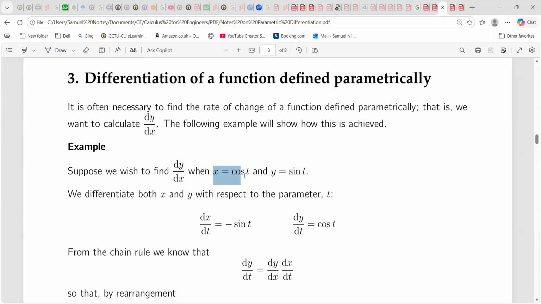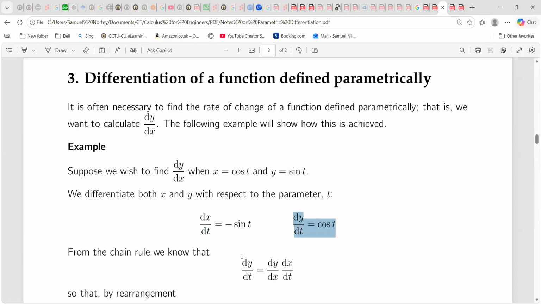So this will be dx/dt. And if I want to differentiate y with respect to t, dy/dt. For dx/dt, if you differentiate cos, it gives you negative sine, and if you differentiate sine, it gives you cos. So dx/dt will give you negative sin t, and dy/dt is going to give me cos t.